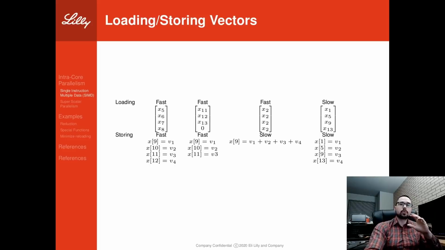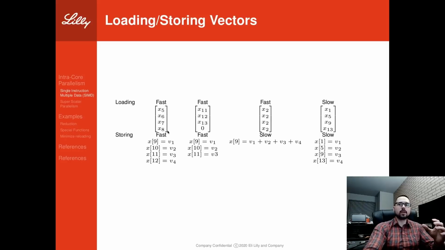Now, something that is important to hold in mind when you are writing your own code is the layout of your data in memory and how you access it. I will go over this in a very heuristic manner. If you wanted to create a vector in a CPU register of x5 through x8, loaded from a vector in memory of x1 through x20 or so, loading contiguous elements like 5 through 8 is very fast.